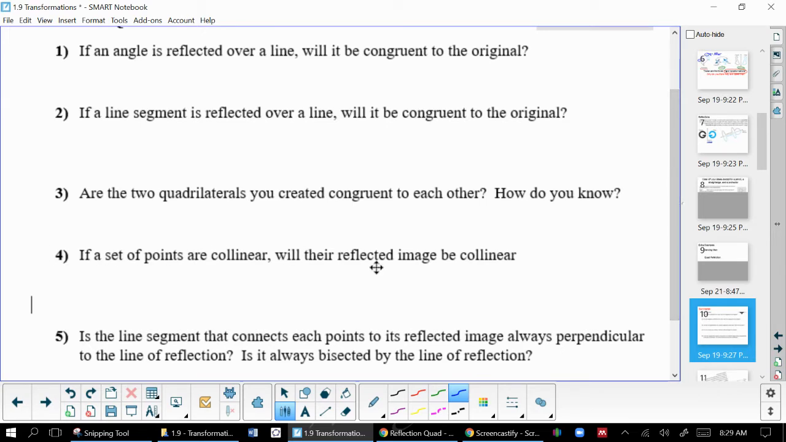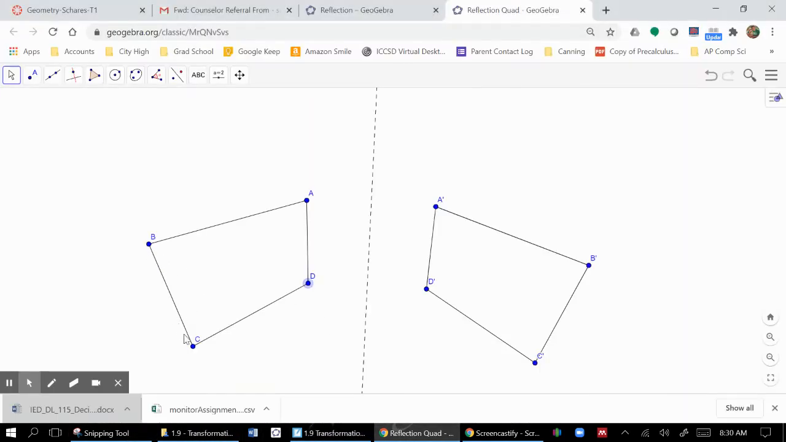Number 4, if a set of points are collinear, will a reflected image be collinear? We can actually try that again right on here. If I were to put like point C right on that line, I could even do all 4 points right on the line, right? They're all on that line there. In the image, they're all on that line there. It's a different line, but they're all 4 collinear, all 4 collinear.